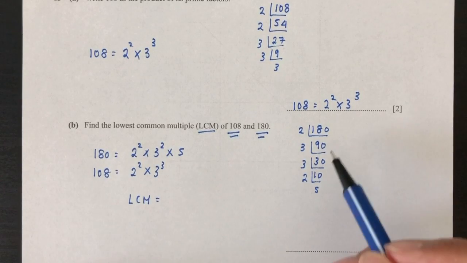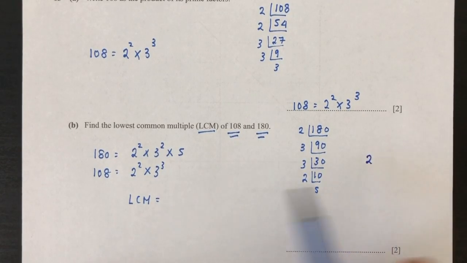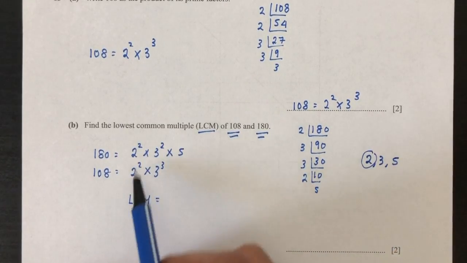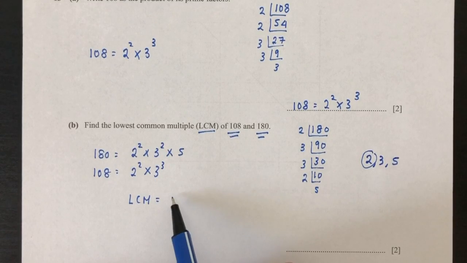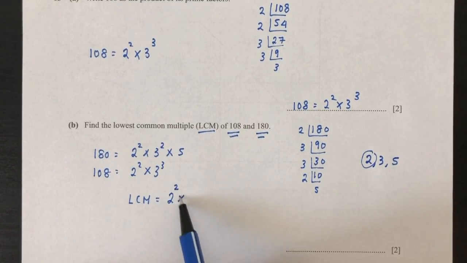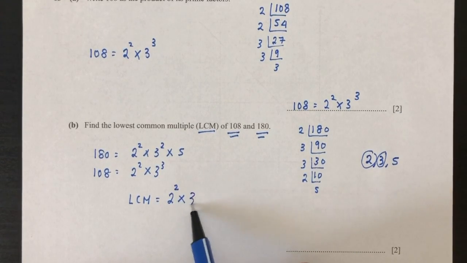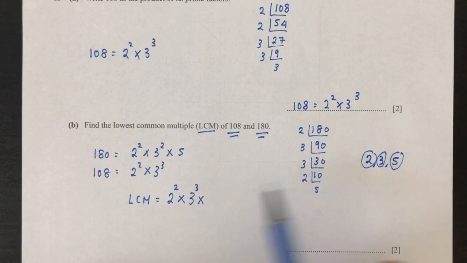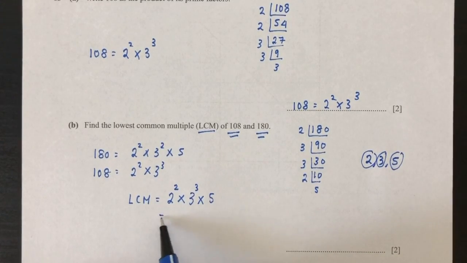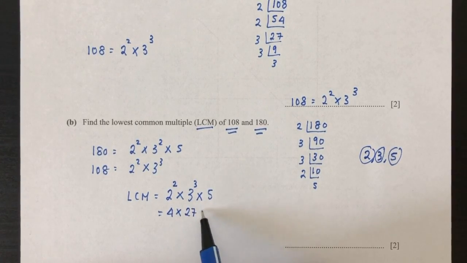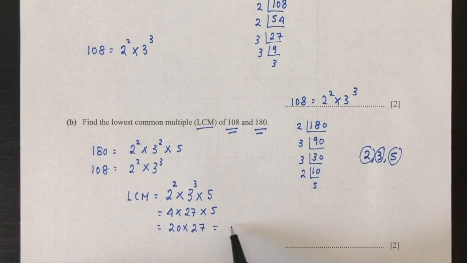So for these two numbers, what are the prime factors? So we know prime factors, we have 2 here, we have 3, and we have 5. So for the first one, where does it happen the most? So we can see it happens the same amount of time in both. So we'll take this times. And for this one, 3, where does it happen the most? It happens here. So we'll take this one. And then for this one, where does it happen the most? This, so we'll take this one. So this will be your LCM. That is 4 times 27 times 5. That will be 20 times 27, which is 540. That will be your LCM for those two numbers.